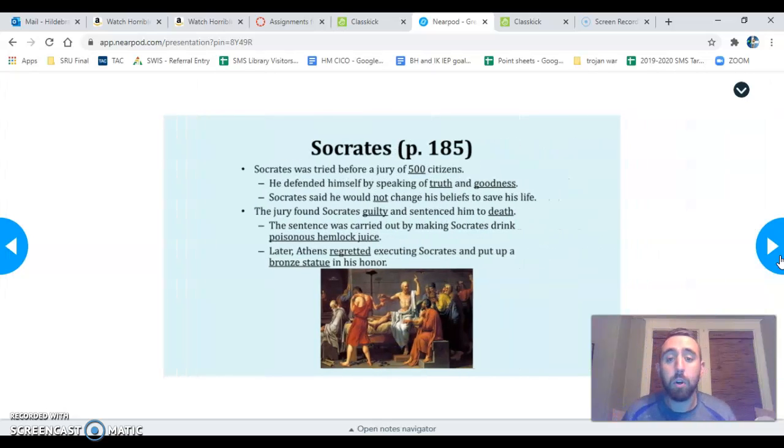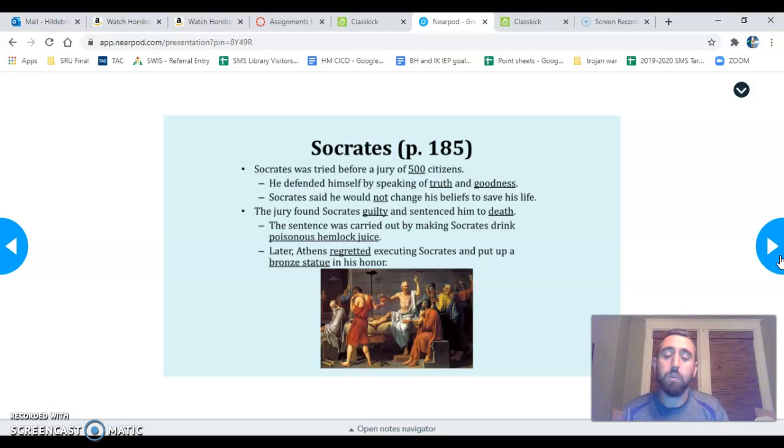Now, Socrates was put on trial before a jury of 500 citizens. He defended himself. He spoke about truth and trying to find truth, and in doing that, trying to find goodness, to be a good citizen. Socrates refused to change his beliefs, even when they threatened him. They said, Socrates, if you just say you were wrong, if you take back everything you said, we'll let you live. If you don't, we're going to convict you on denying the gods, on corrupting the youth, and for trying to overthrow the government. And Socrates said, no, I'm not wrong. I'm not going to take it back. And so the jury found him guilty, and they sentenced him to death.